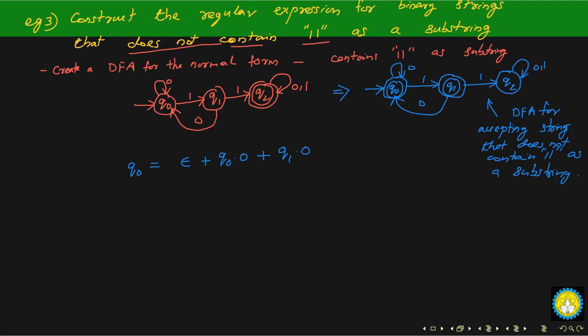Now let's write the expression for Q1. Q1 is also a final state. There's only one way to reach Q1, and that's from Q0: if you see a 1, you are at Q1. So we write it as Q0 with 1.